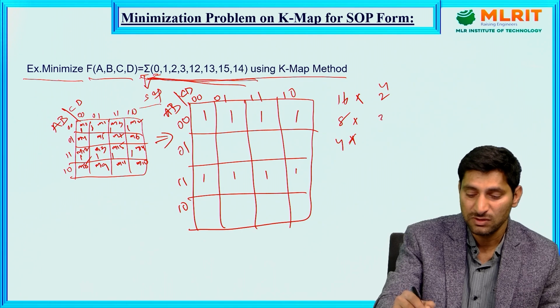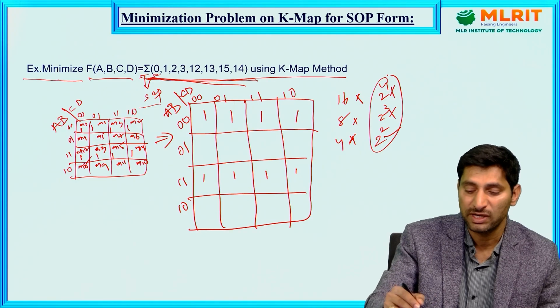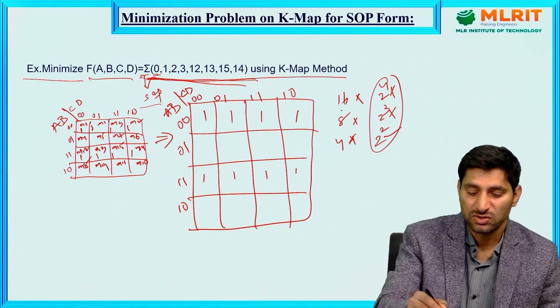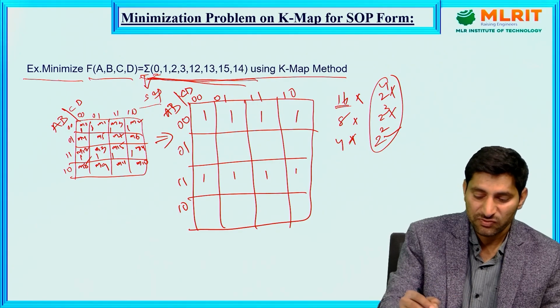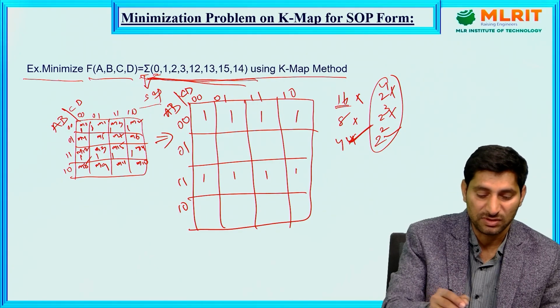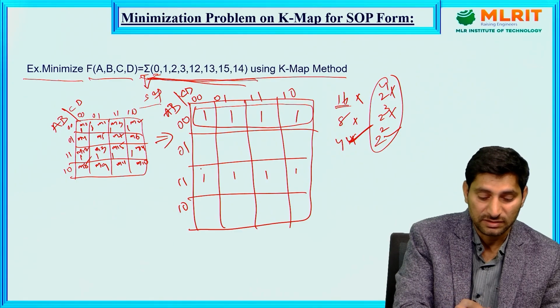2 power 4, 2 power 3, 2 power 2. So here 2 power 4 is not possible, 2 power 3 is not possible. Then 2 power 2. So in powers of 2 only I need to group it. We have to start from the highest grouping, right? So here a 4-cell group is possible. So here I can group these terms.